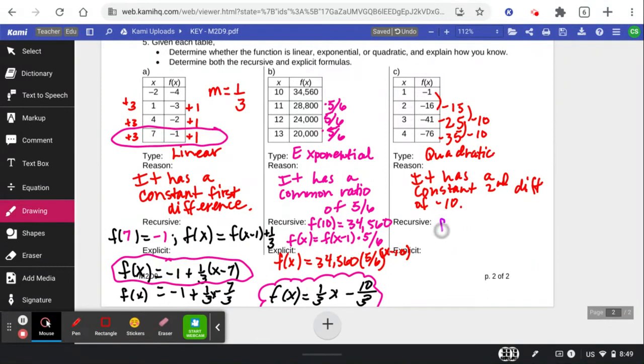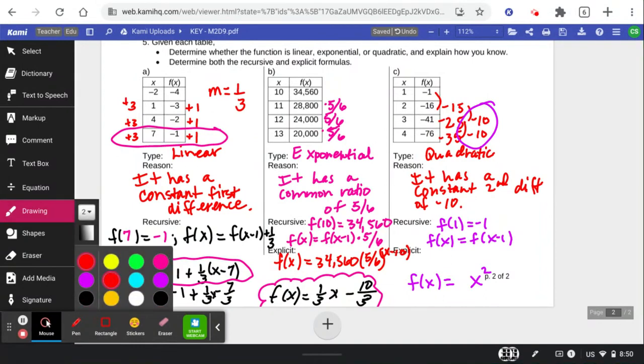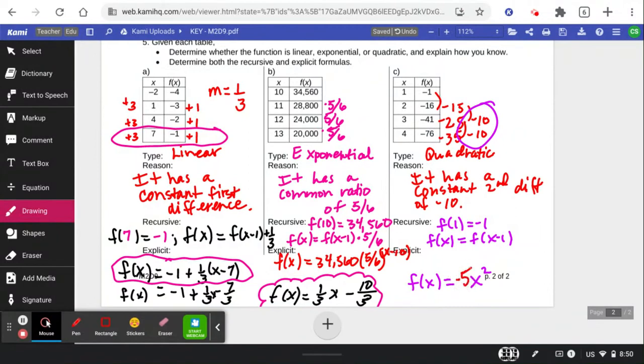Okay, my recursive goes f of 1 equals negative 1. F of x equals f of x minus 1. I need to get that linear rate of change. For my explicit, we start with a base of x squared. We take half of the negative 10. So that's going to be negative 5x squared. And then there's no zero term in the table, so you can build it backwards, or you can just fill the need. So let's check out what we need.